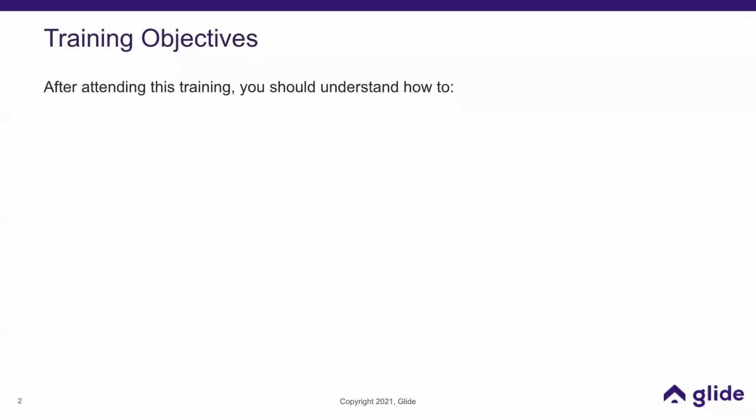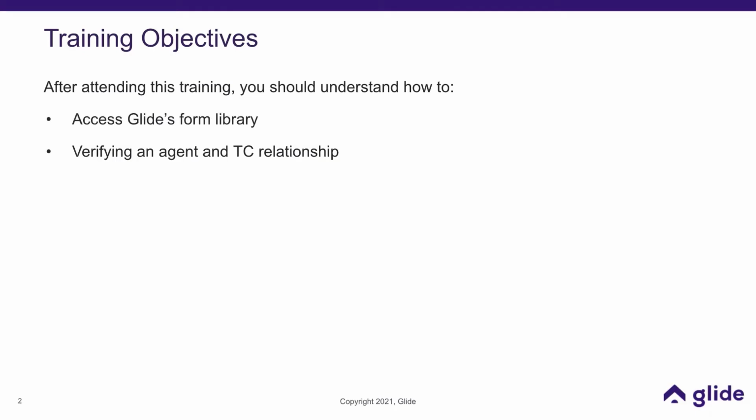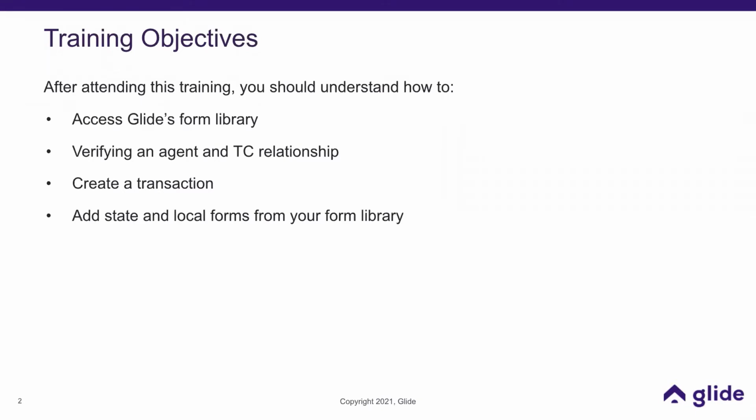Some of the training objectives that we're going to cover today. First, we're going to go through how you can access Glide's form library. Then we'll show you how you can verify an agent and transaction coordinator relationship directly within Glide. Then we'll go through in our live environment how you can create a new transaction, how you can add state and local forms from your form library. Then we'll go through how you can fill out those forms and use our eSignature tool, Glide Signatures.